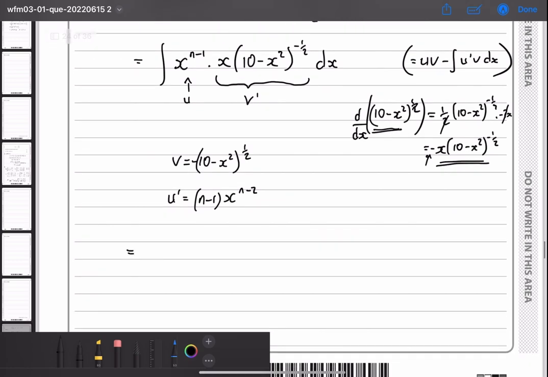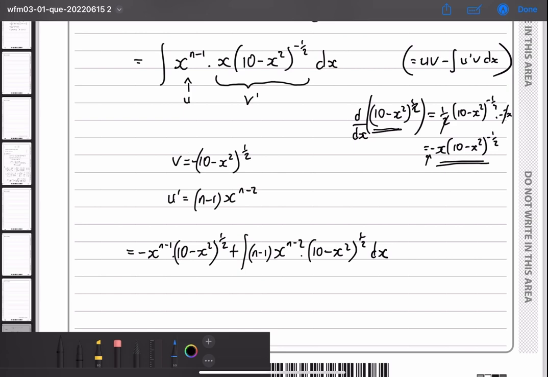So going back to trying to write this out, we've got u times v, x to the n minus 1, times negative 10 minus x squared in brackets to the half, minus the integral of u prime, so that's n minus 1 x to the n minus 2 times v, so again minus, so that's a plus there, 10 minus x squared to the half dx.